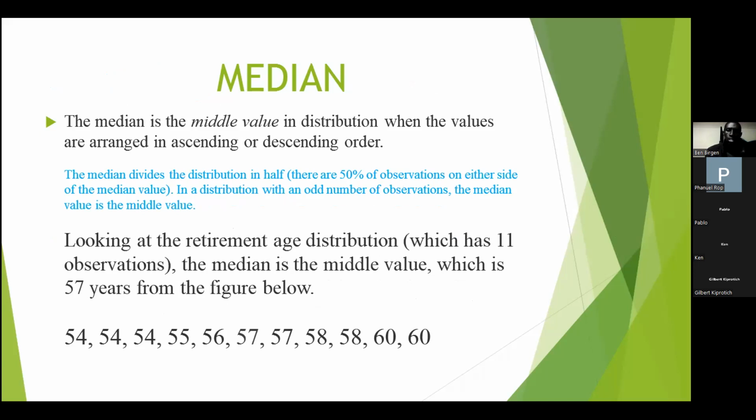We want to use the same data set of the retirees, from 54 to 60. They are 11, so we have the first 5 to the left and the next 5 to the right. The one that is in the middle is 57. Hence 57 is the median, the median age.